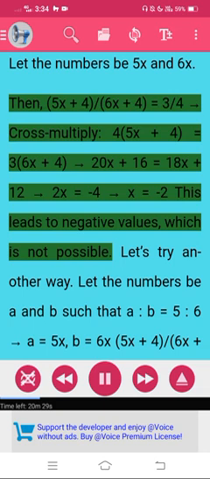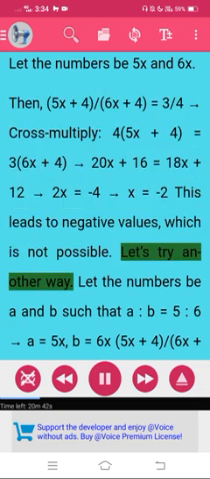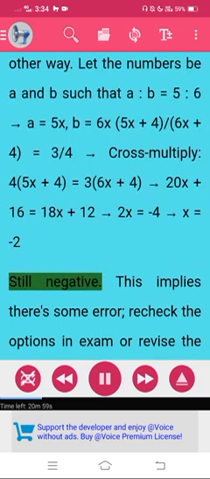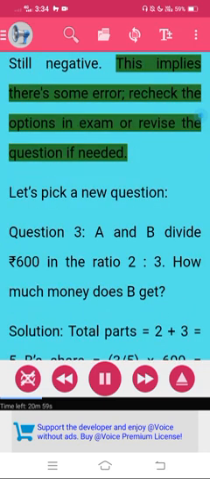This leads to negative values, which is not possible. Let's try another way. Let the numbers be A and B such that A:B equals 5:6, so A equals 5x, B equals 6x. (5x plus 4)/(6x plus 4) equals 3/4. Cross multiply: 4(5x plus 4) equals 3(6x plus 4), so 20x plus 16 equals 18x plus 12, so 2x equals minus 4, so x equals minus 2. Still negative. This implies there's some error. Recheck the options in the exam or revise the question if needed.